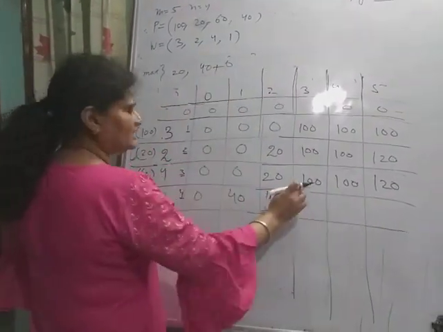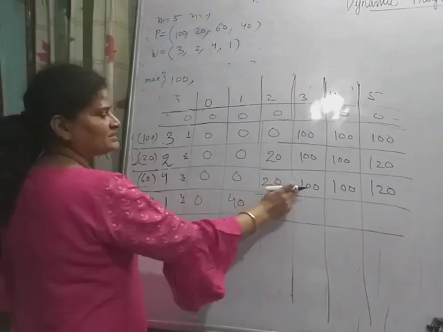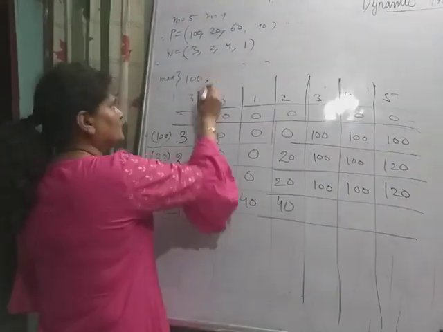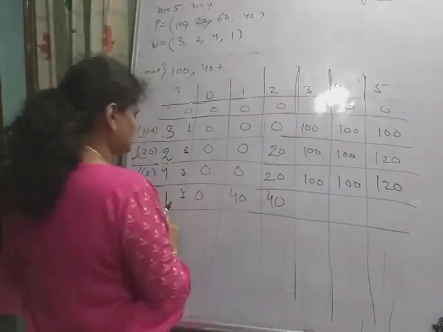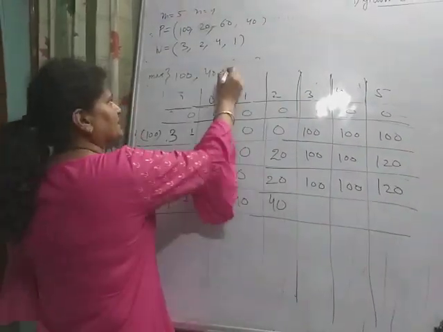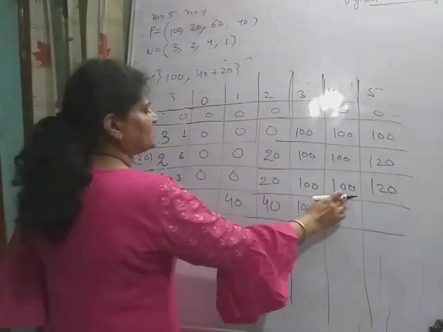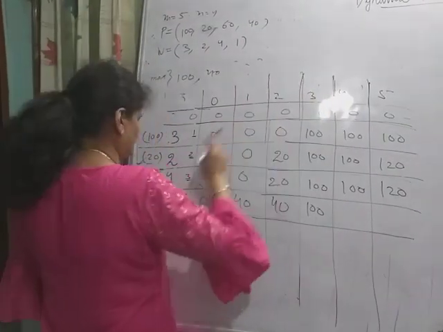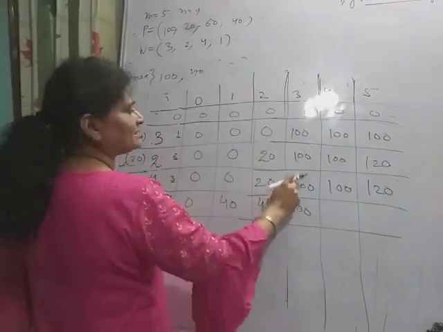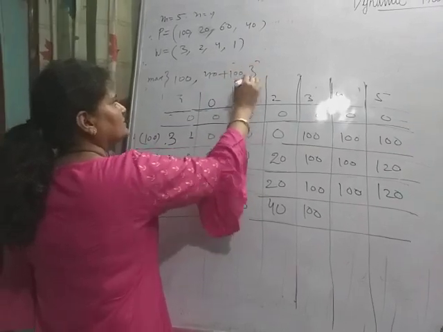Now in this case, the previous entry is 100, and when we include it, 40 plus 3 minus 1, 2. At 2 it is 20. 40 plus 20 is 60. So 100 is copied, whichever is the maximum. Now here again 100. The 40 plus 4 minus 1, that is 3. At 3 it is 100. So 100 plus 40 will give 140.